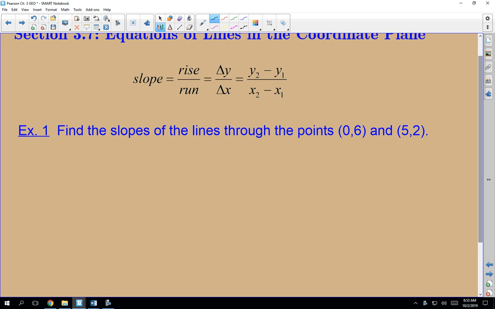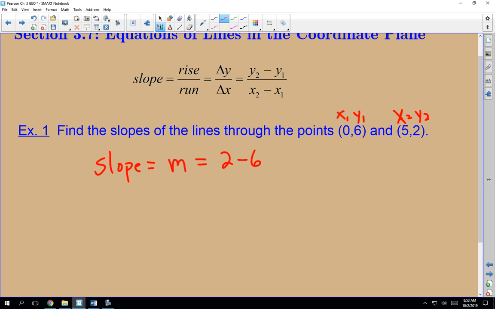Super easy to do. We would call this maybe our x1, y1, and this our x2, y2, and then we just plug in, right? So we've got m, or slope, equals 2 minus 6 over 5 minus 0. We carefully do our arithmetic, and we get negative 4 over 5 as our slope, and that's it. So you're going to be asked to calculate the slopes of some lines.